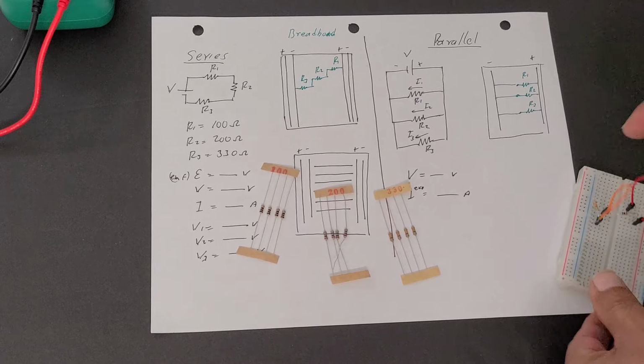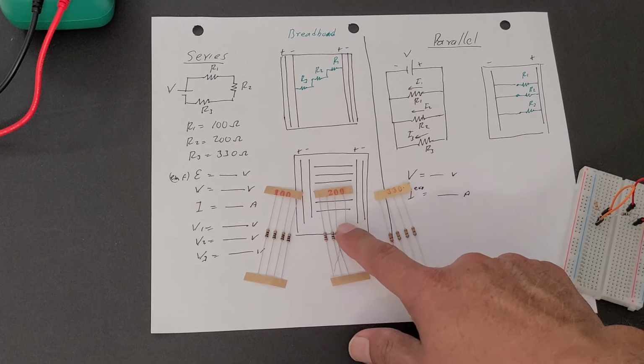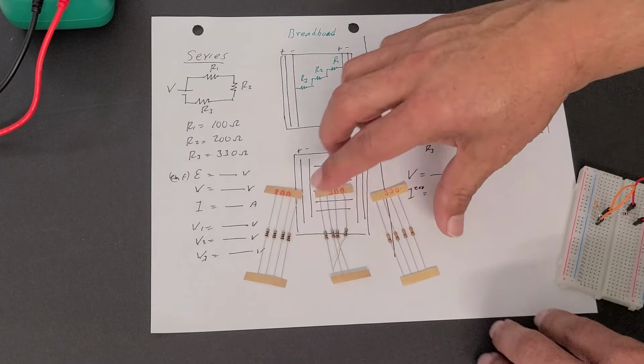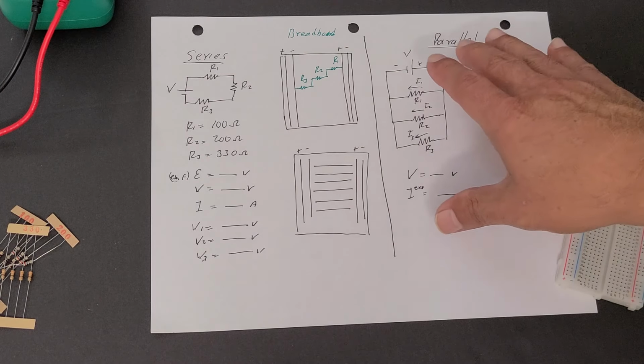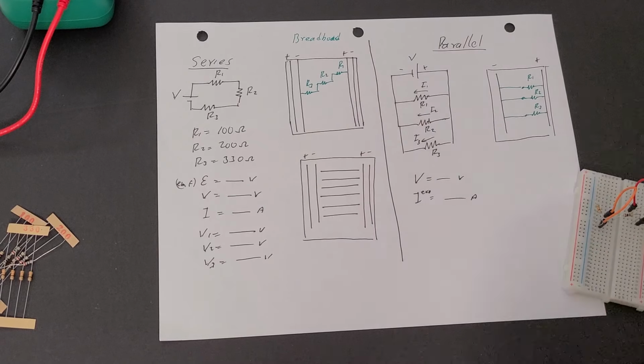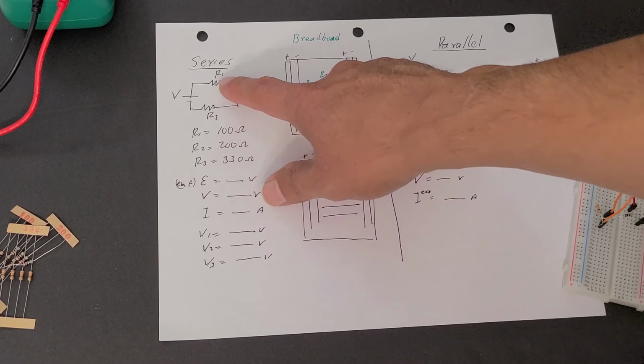Let's do it one more time. This is 100, 200, and 330 ohms. Perfect. Those are the resistances for today's experiment. We have R1, R2, R3.